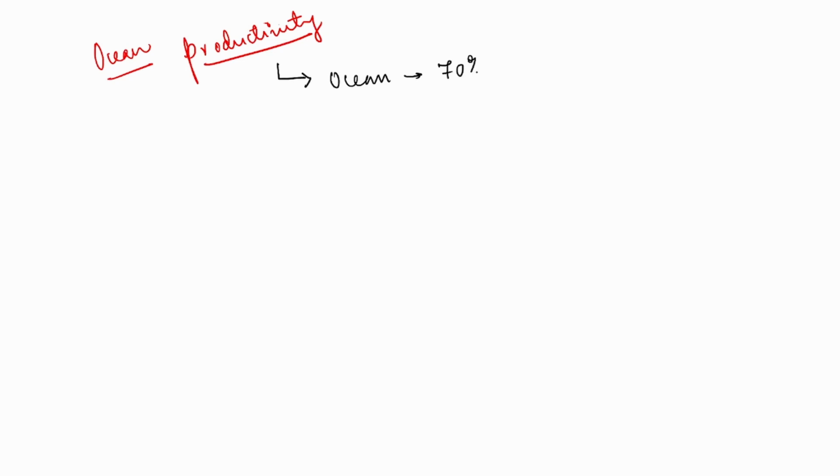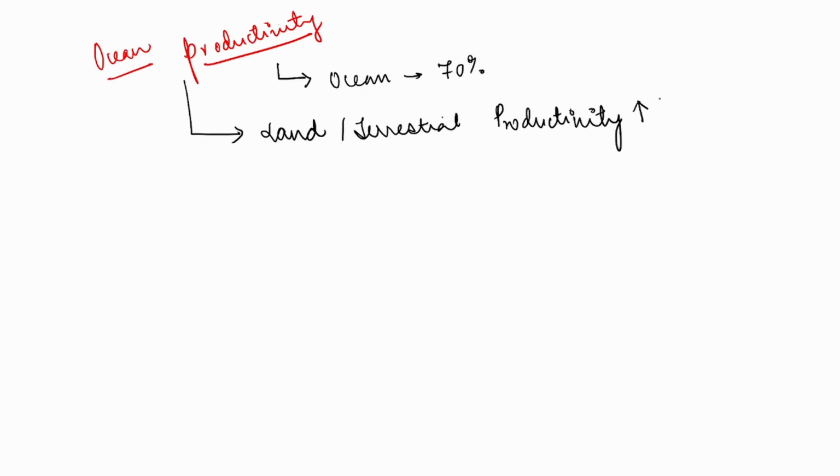Now if we discuss ocean productivity. Basically we all know that 70% of Earth's surface is occupied by ocean, right? But if we compare the productivity, always land productivity, or you can say terrestrial productivity, is high. Terrestrial productivity is always higher than ocean.